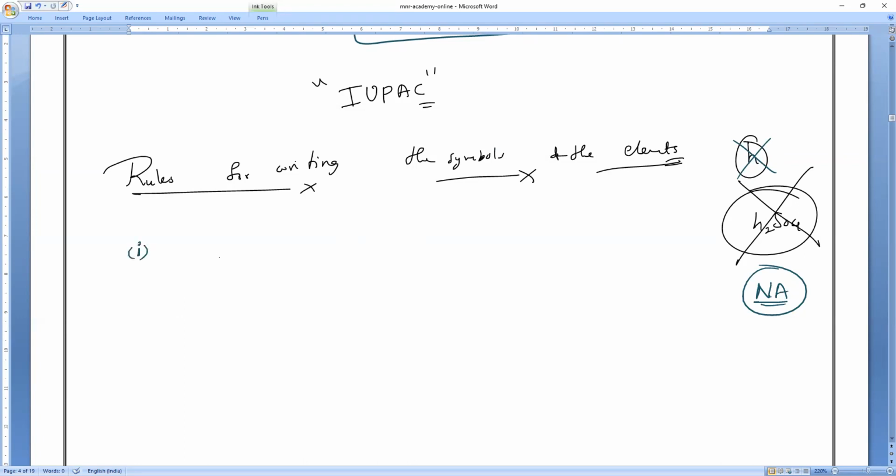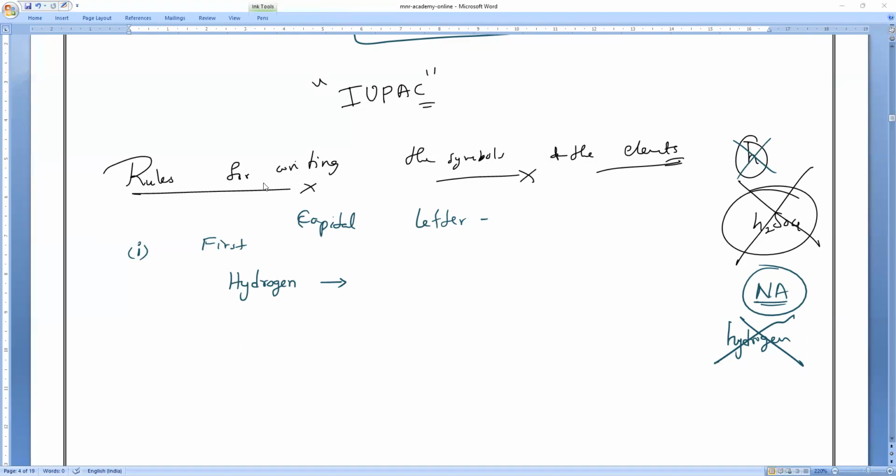Rule number 1: The first capital letter from the name of the element is taken as the symbol. The first letter is always capital. For example, hydrogen is a noun, as in English. Wherever hydrogen comes, you should not write it in small letters. That is the wrong way of writing hydrogen. Nouns always start with a capital letter. That is what you have to remember.